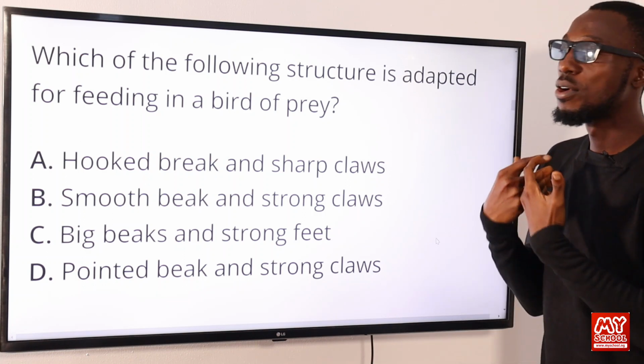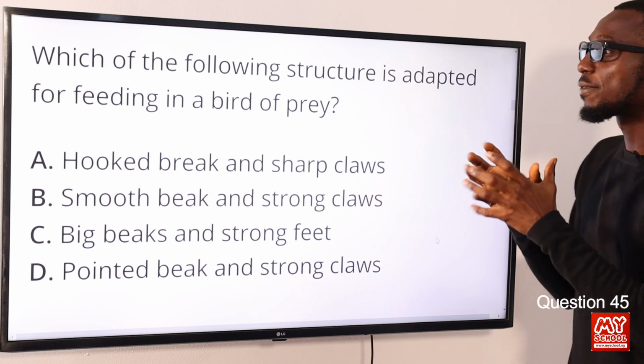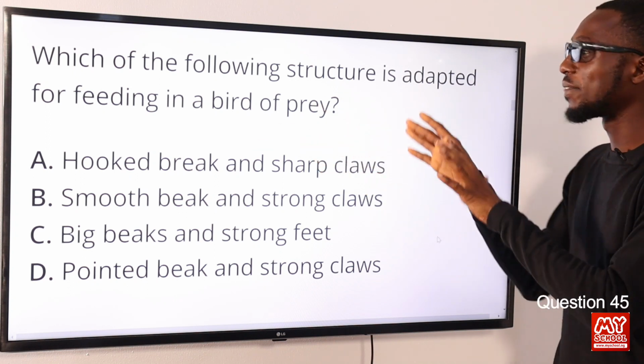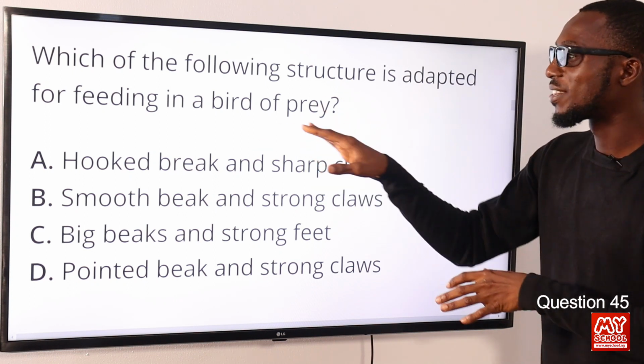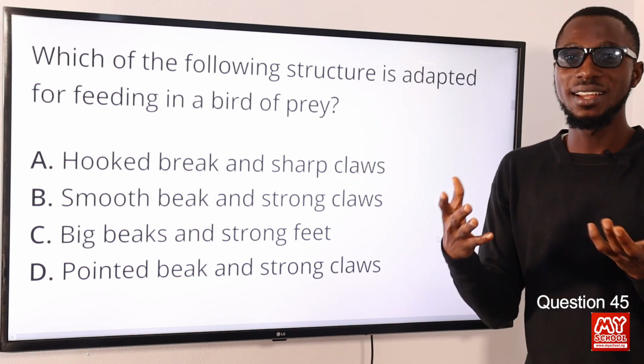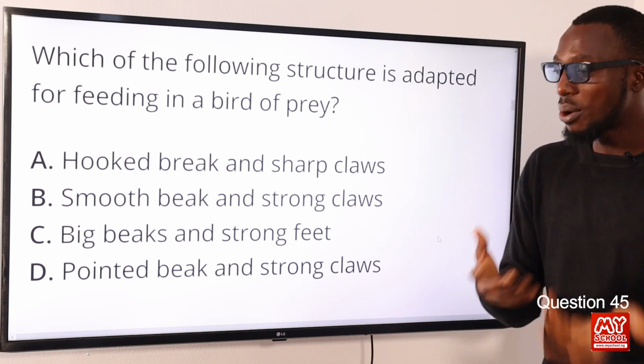So join me as we solve question 45. Which of the following structures is adapted for feeding in a bird of prey? Practically, we're talking about birds that are predators, that feed on prey. We're talking about carnivorous birds like eagles, owls, hawks, and what have you.